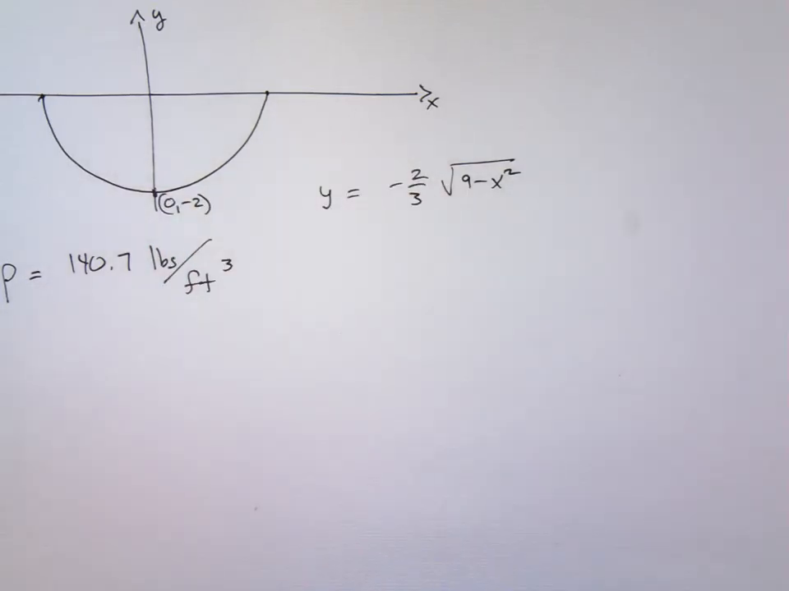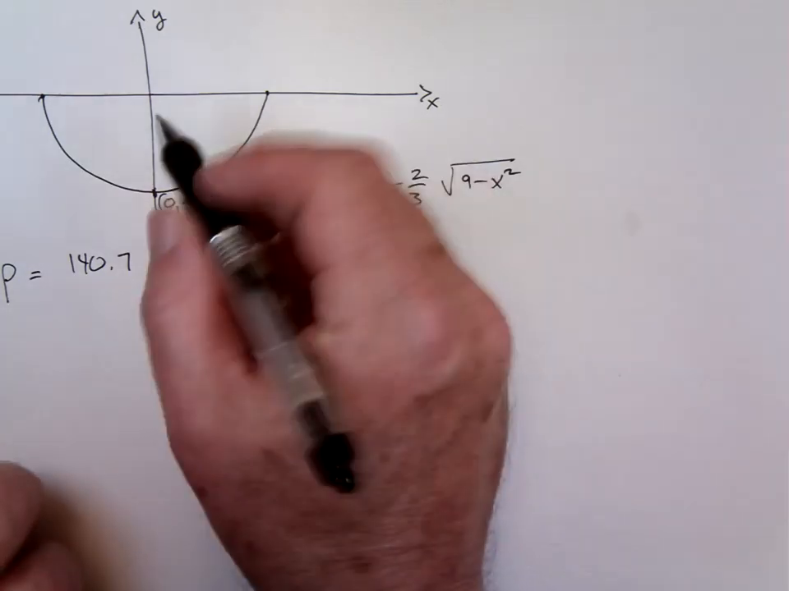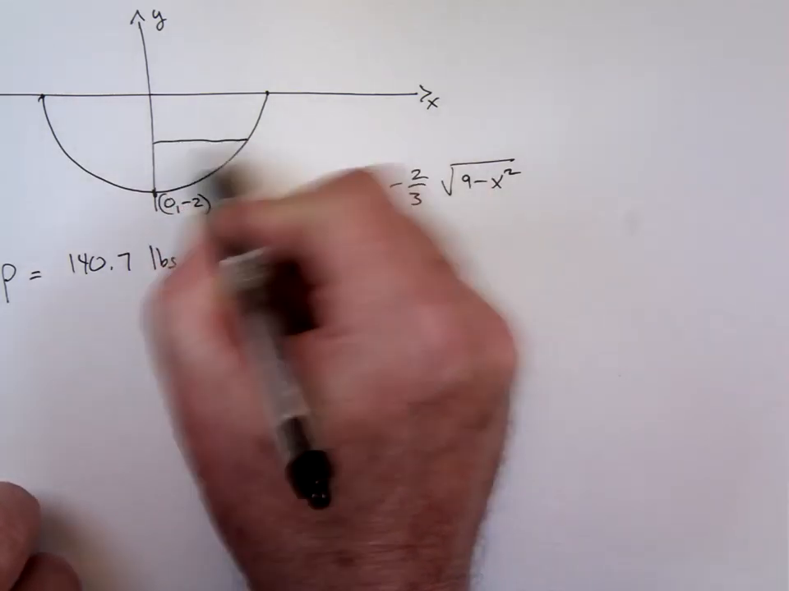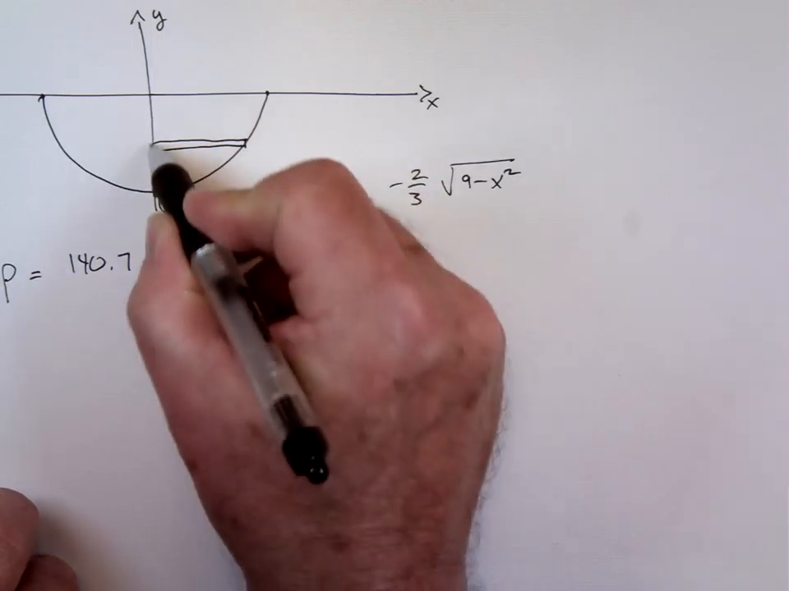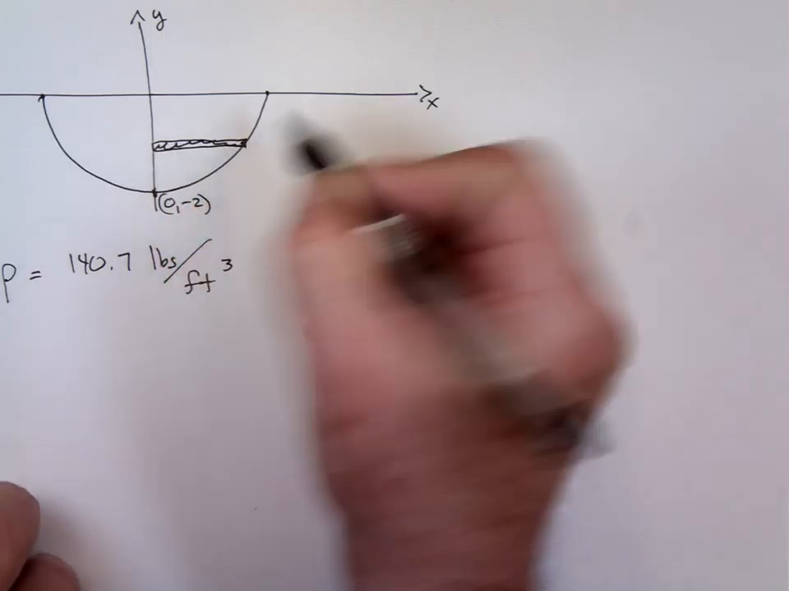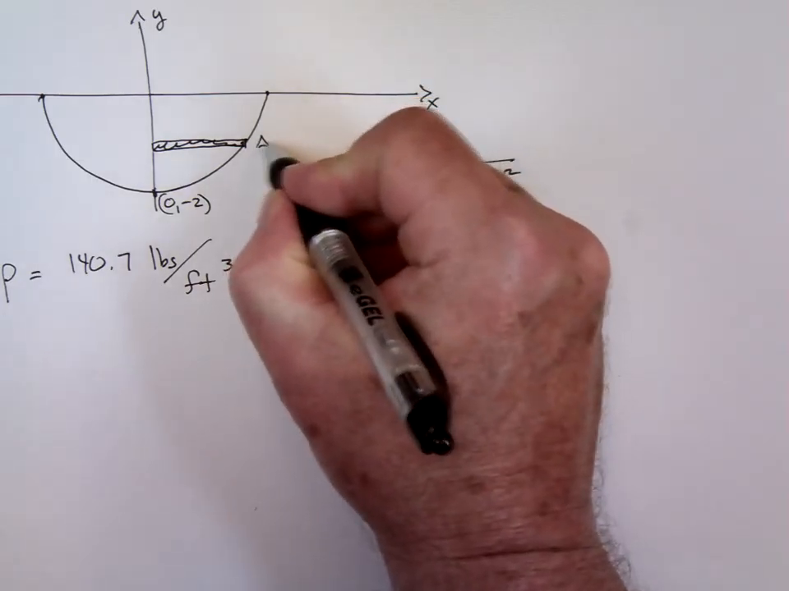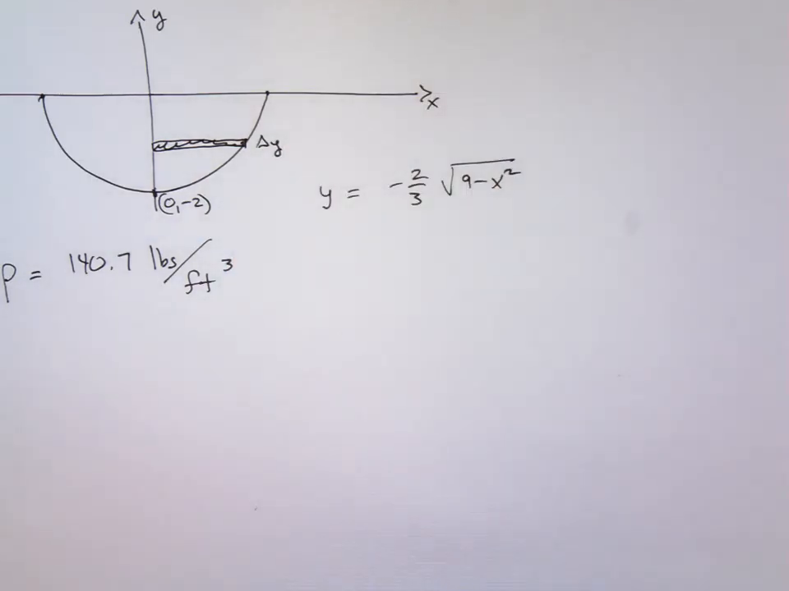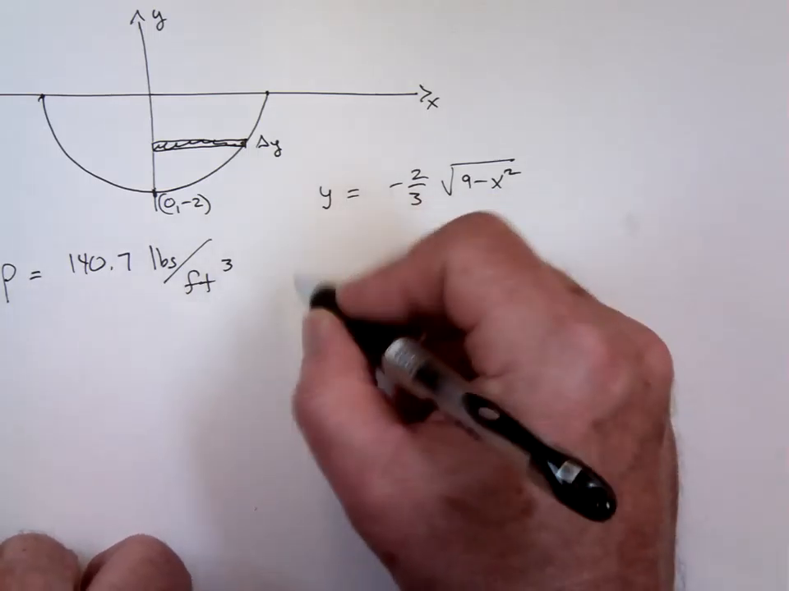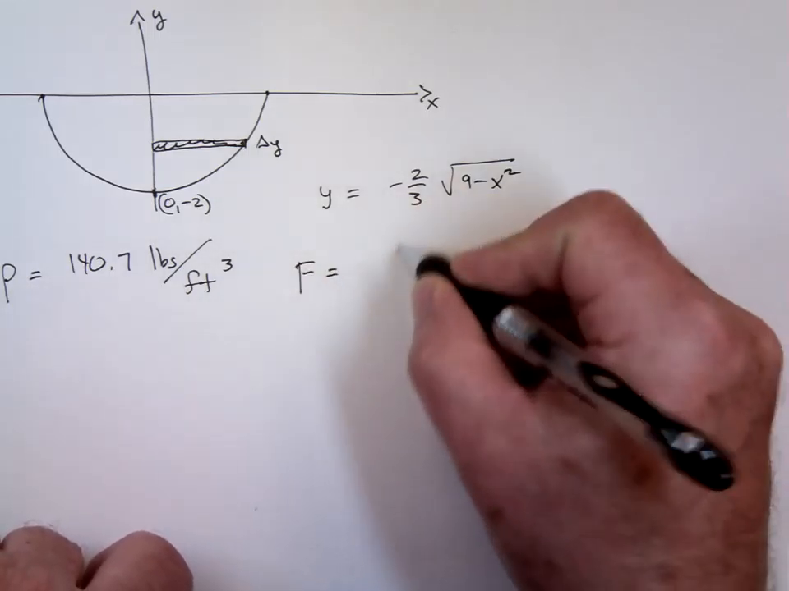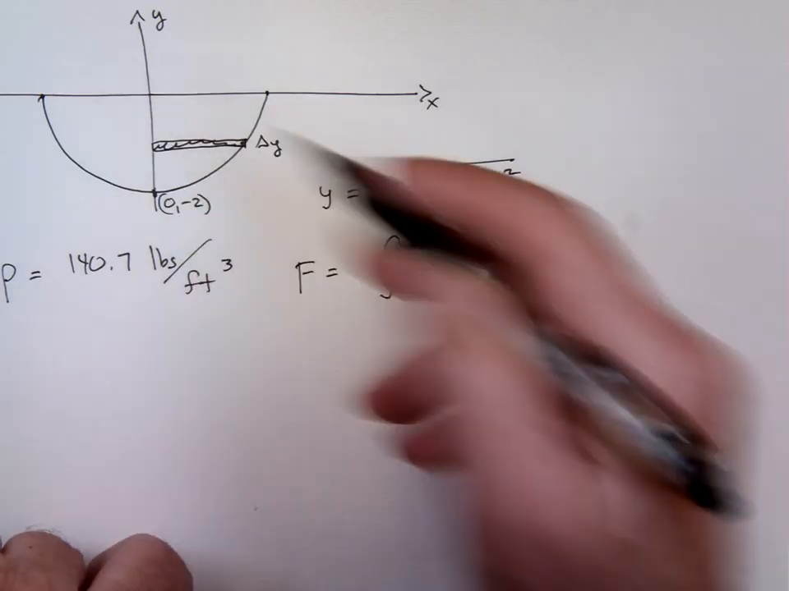All right, let's take a look. What we'll do is do this piece of it on this half. This is a fluid force problem from the last chapter. Call this delta y. I'm going to find the force on this half of this ellipse and then double it. The force is going to equal the integral as y goes from negative 2 up to 0.